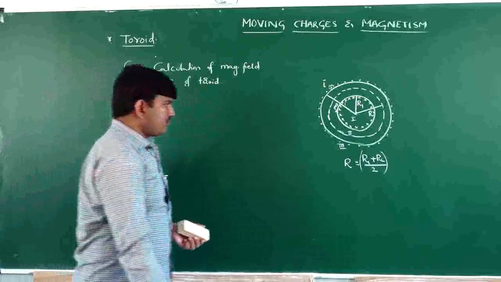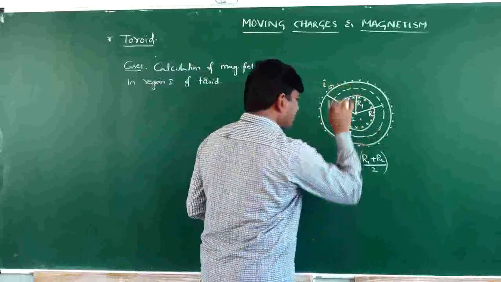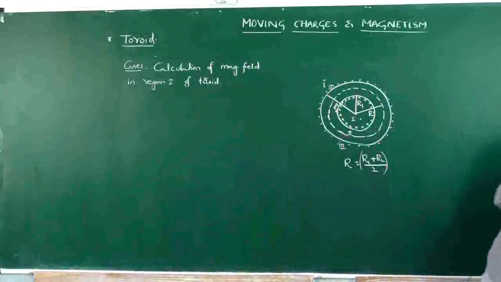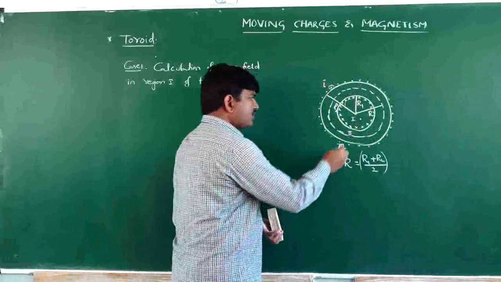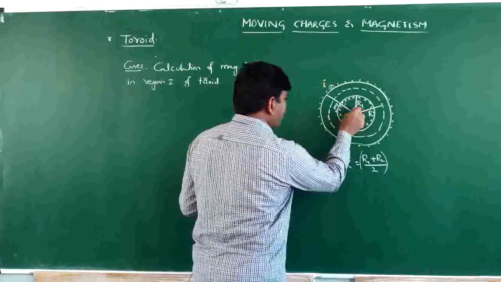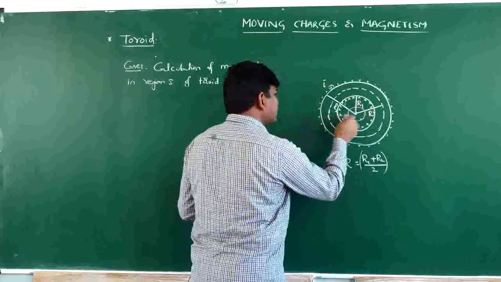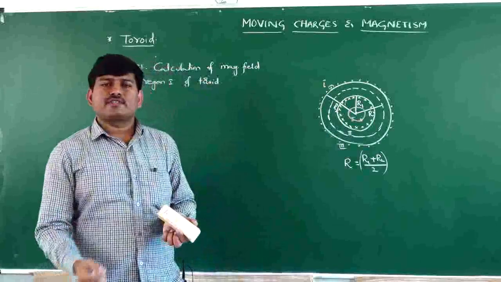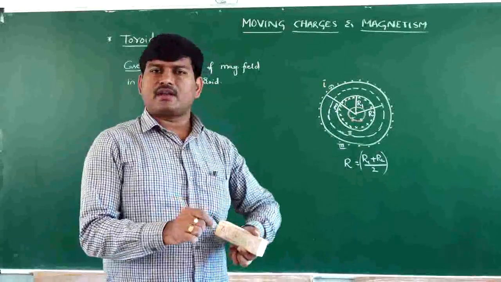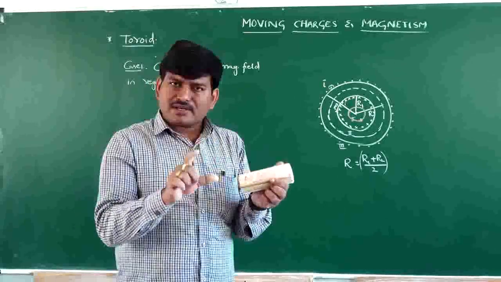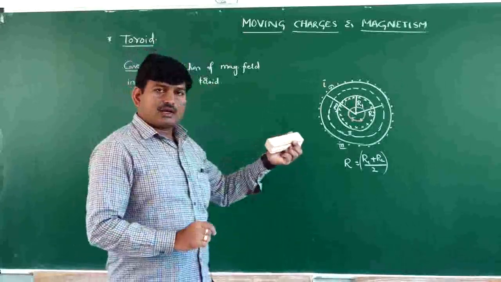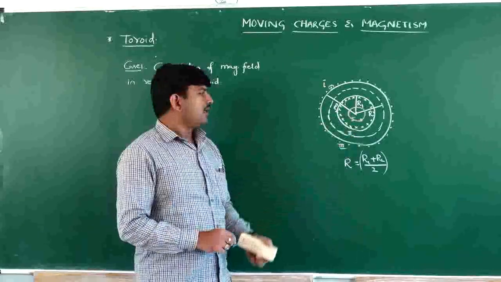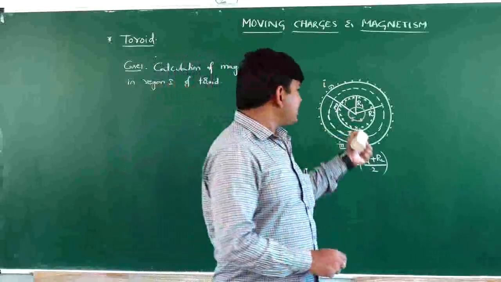Now, for that what do I need to do? I need to choose a point in region 1 and construct an Amperian loop. While choosing the particular point, you have to construct the Amperian loop using this point. The Amperian loop must pass through the point where you are calculating the magnetic field. Just like when you use Gauss theorem to calculate the electric intensity at a particular point, the Gaussian surface must pass through that point. In the similar way, when calculating the magnetic field at a particular point, you need to construct the Amperian loop passing through that point.